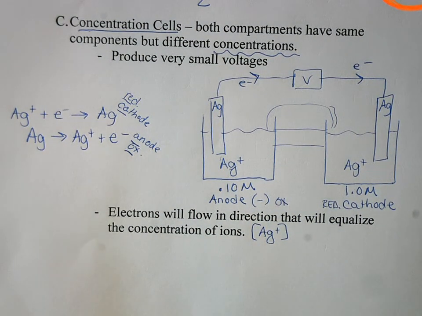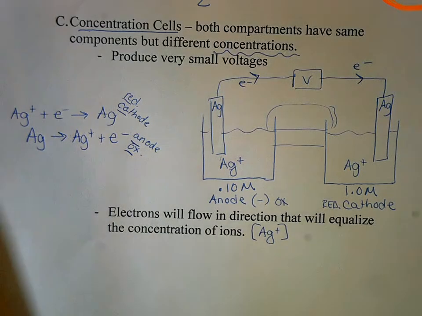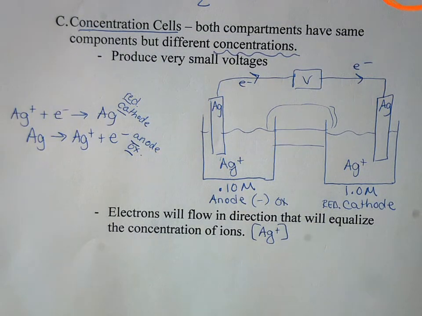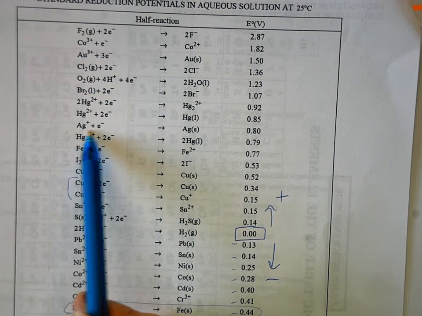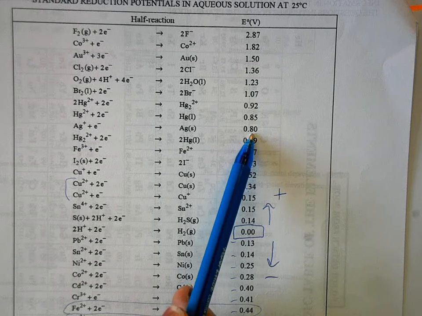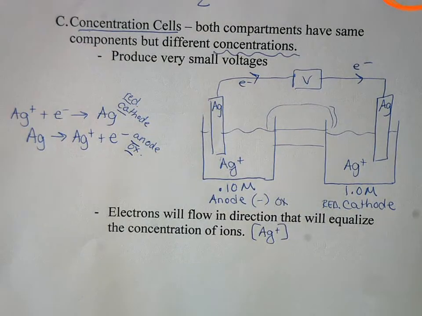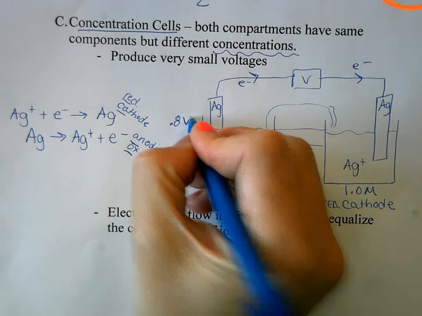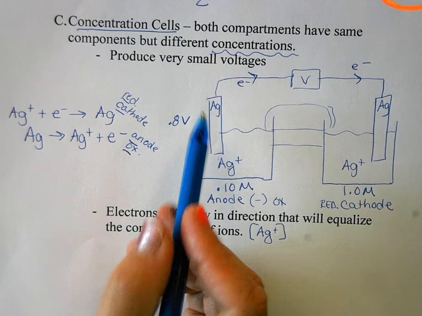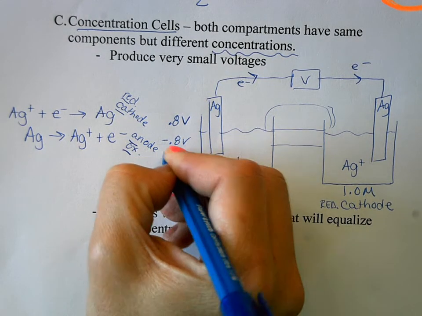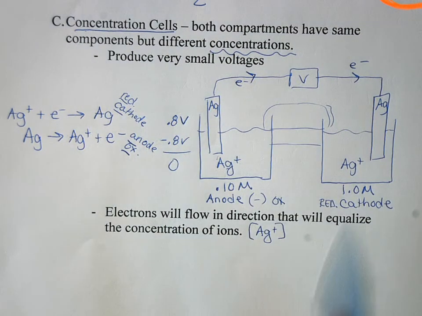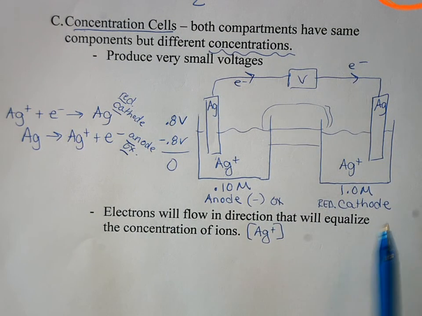And what else about that? If I look up these half reactions, silver plus an electron gives me silver. It's 0.8, so this would be 0.8 volts. If this were the same exact concentration, then this would be negative 0.8 volts and I would have 0, right? But since I have different concentrations, I do have this slight flow of electrons, and so I am going to get a positive voltage reading here.